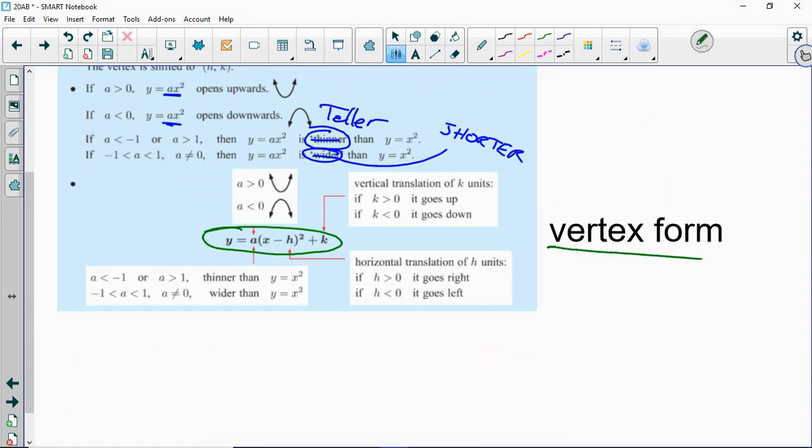Earlier we saw standard form. This one is vertex form. We're going to discuss the pros and cons of each of the forms later on. But this form is called vertex form because it tells us where the vertex is on the new parabola. I'll show you what I mean in a second.